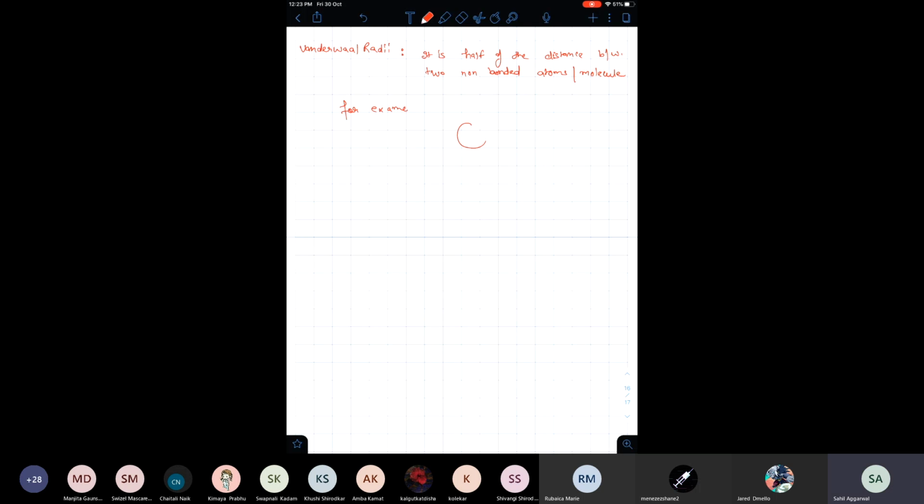For example, if we take inert gases, they do not form molecules, so they must be away from each other. So if this is the distance, then van der Waals radii will be d by 2. Understood?